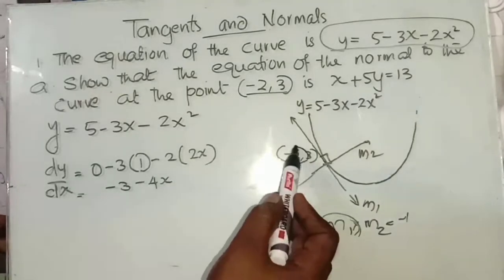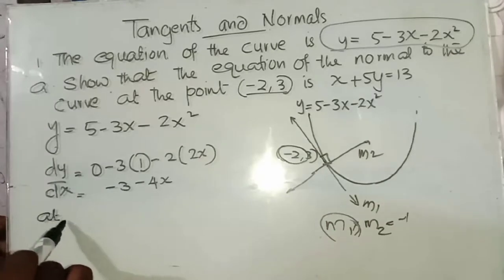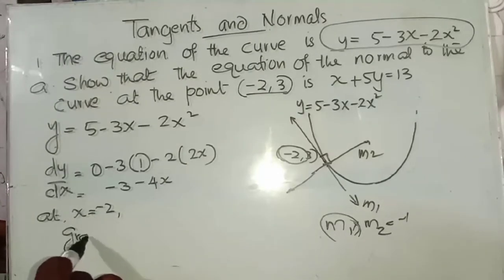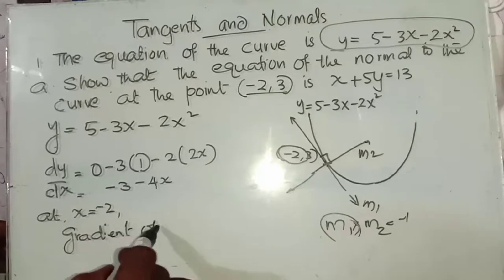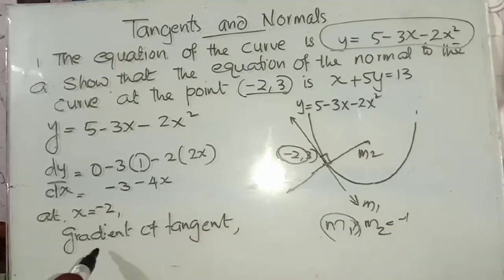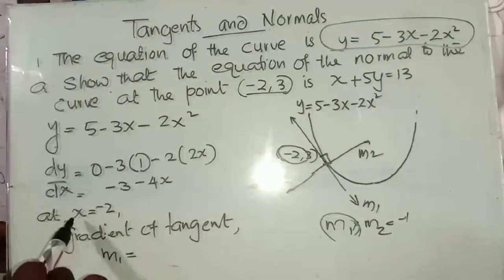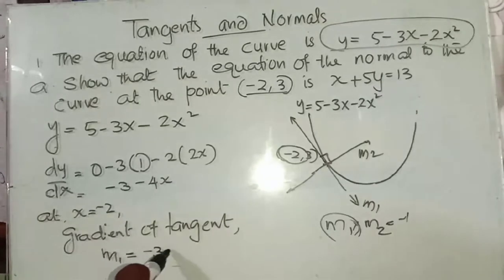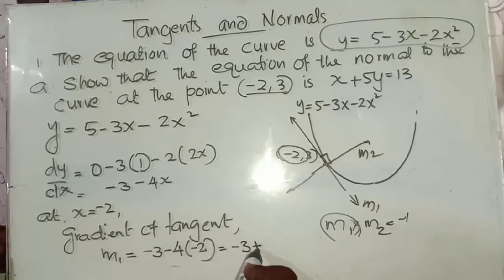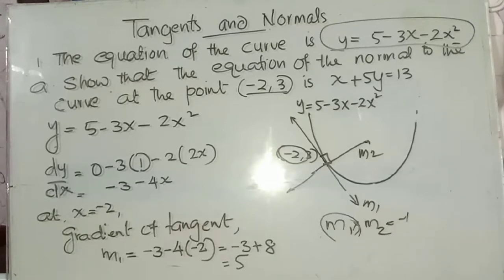So at the point of contact, that means at the point x is equal to minus 2, we get the gradient of the tangent. We never get the gradient of the normal directly. We get the gradient of the tangent. Let's denote it as m1, which is dy by dx at x is equal to minus 2, which is minus 3 minus 4 of minus 2. That is equal to minus 3 plus 8, which is 5. So the gradient of the tangent is 5. That means m1 is 5.